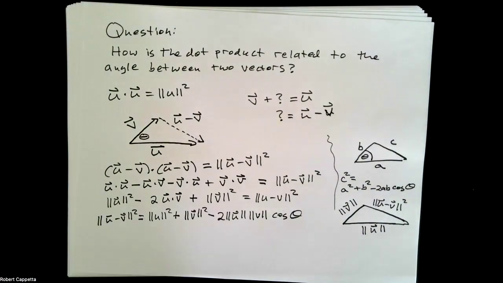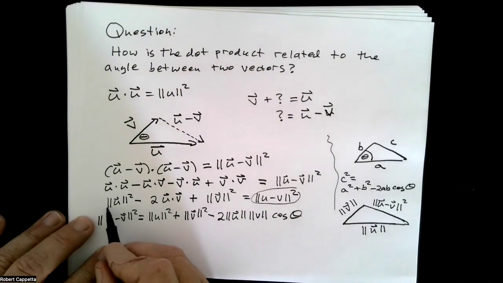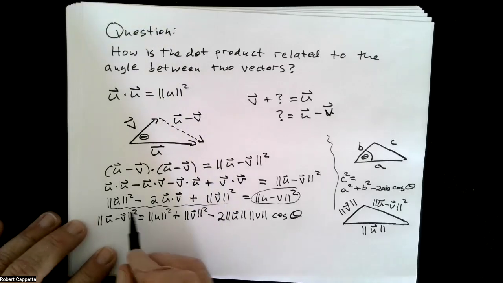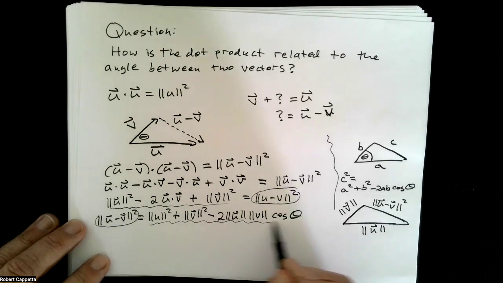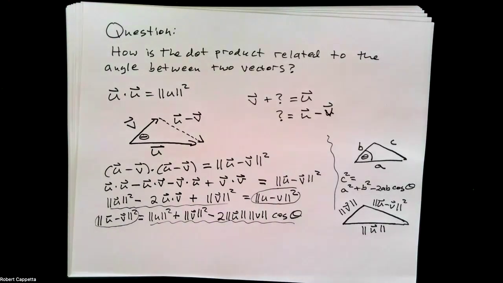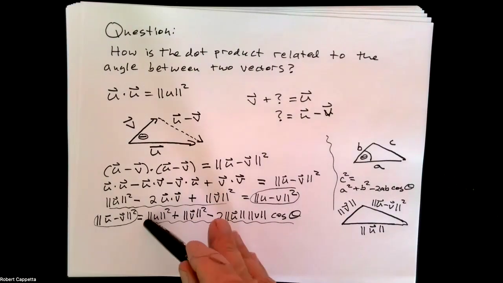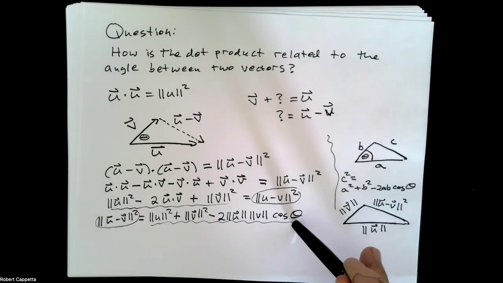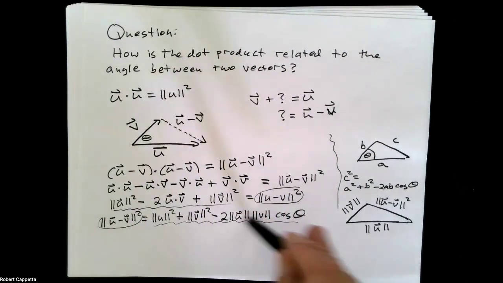So now what we see is that the length of U minus V squared equals all of this, and the length of U minus V squared equals all of this. So what does that tell you? Can you see what the next argument is going to be here? U minus V squared equals all of this. Therefore, this piece has to equal this piece.